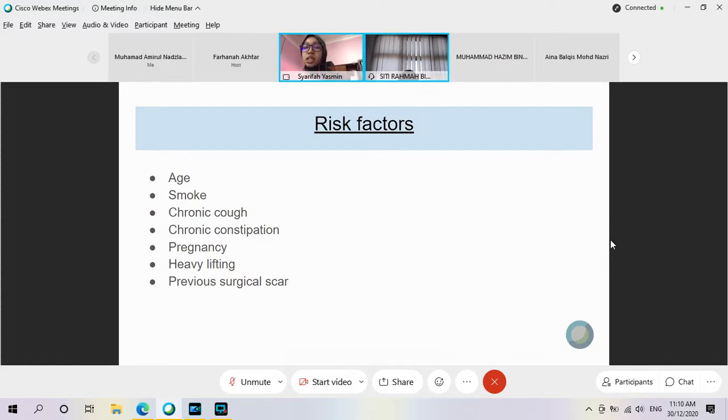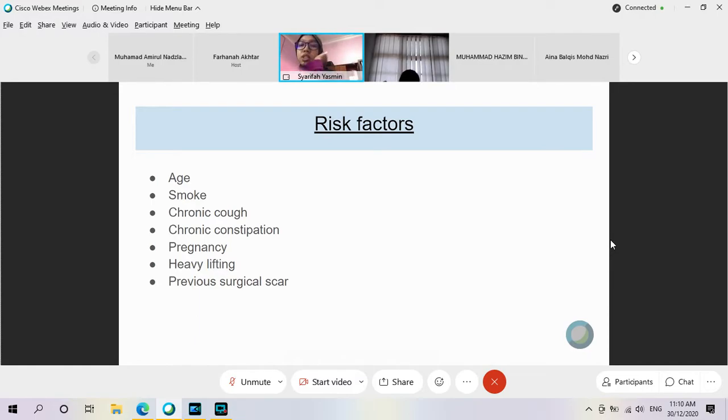Next is heavy lifting. Lifting heavy weights on a daily basis has the potential of increasing the risk of developing hernia. Here, I did not state weightlifting, because in Bailey and Love it is stated that not all Olympic weightlifters develop hernia. So it means that people who overstrain or do inappropriate weightlifting could have an increased risk of developing hernia.